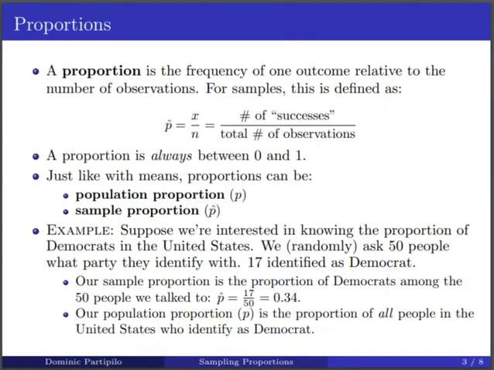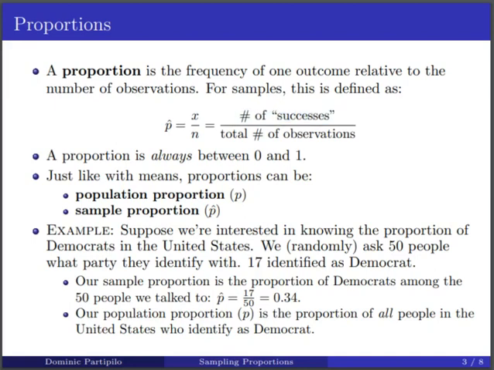So now let's talk about proportions. So a proportion is the frequency of one outcome relative to the number of observations. And for samples, we call this p hat. And p hat is going to be calculated by taking x and dividing it by n. And x in this case is going to be the total number of successes.